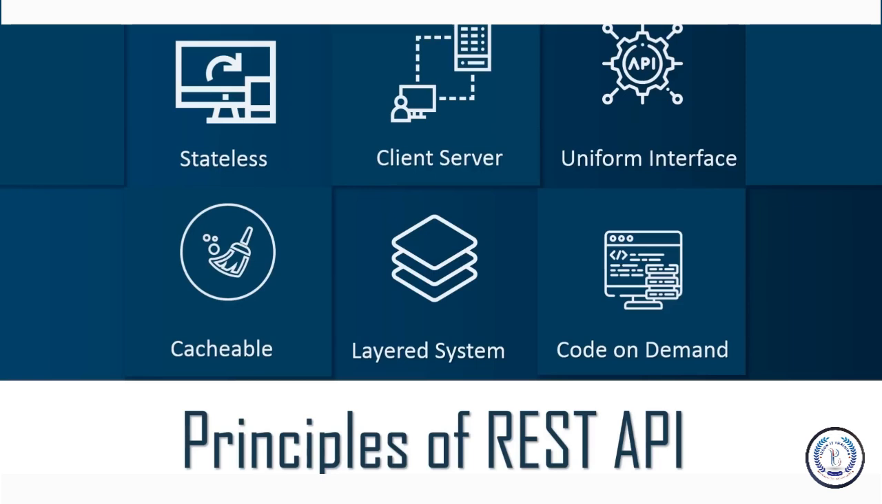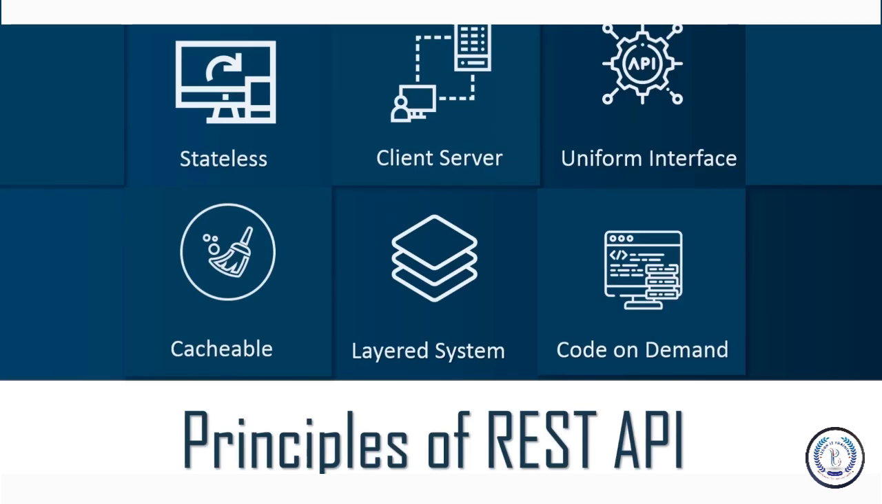Moving on to the next one, that is layered system. The layered system architecture allows an application to be more stable by limiting the component behavior. Now, this type of architecture helps in enhancing the application security as the components in each layer cannot interact beyond the next intermediate layer they are in. So it basically enables load balancing and provides shared caches for promoting scalability.